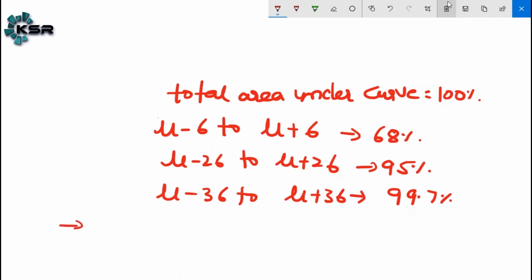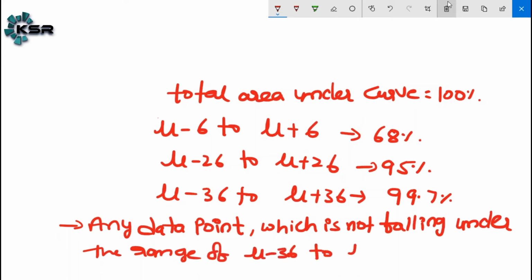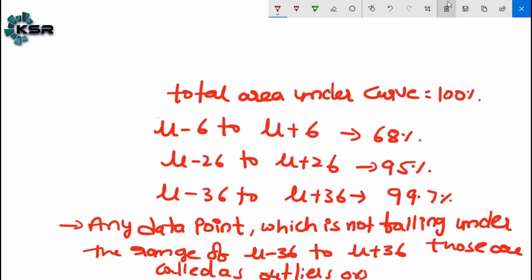Any data point which is not falling under the range of mu minus 3 sigma to mu plus 3 sigma, those are called outliers or extreme values.